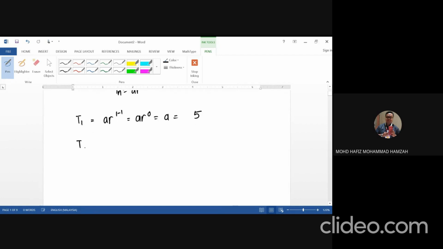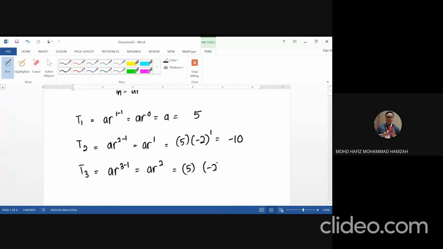Okay, so to get the second term, AR to the power of 2 minus 1, which is AR to the power of 1. So A we know is equal to 5, and then R is minus 2 to the power of 1. So we get negative 10. And then the third term, AR to the power of 3 minus 1. So 3 minus 1 is 2. So A is 5, R is minus 2 to the power of 2. So negative 2 squared will give 4. So 5 times 4 is 20.